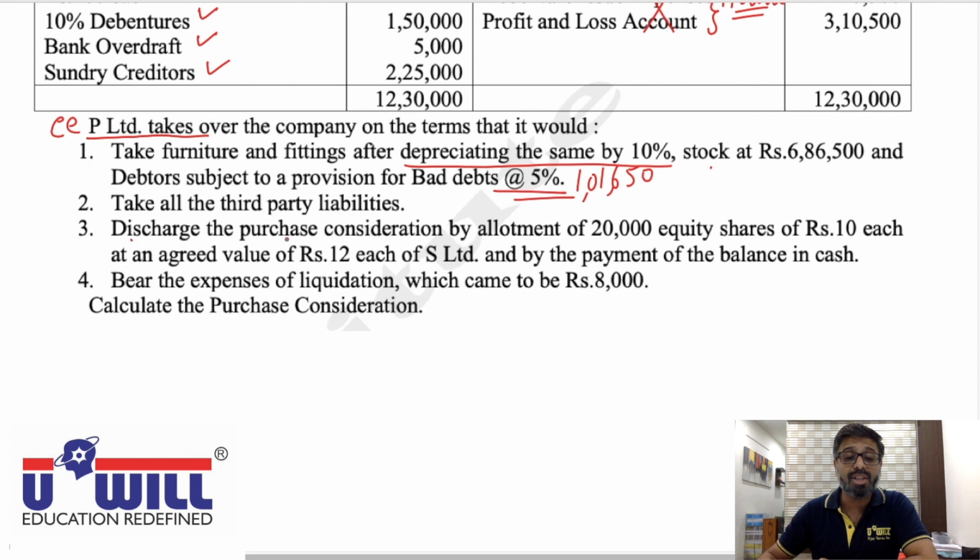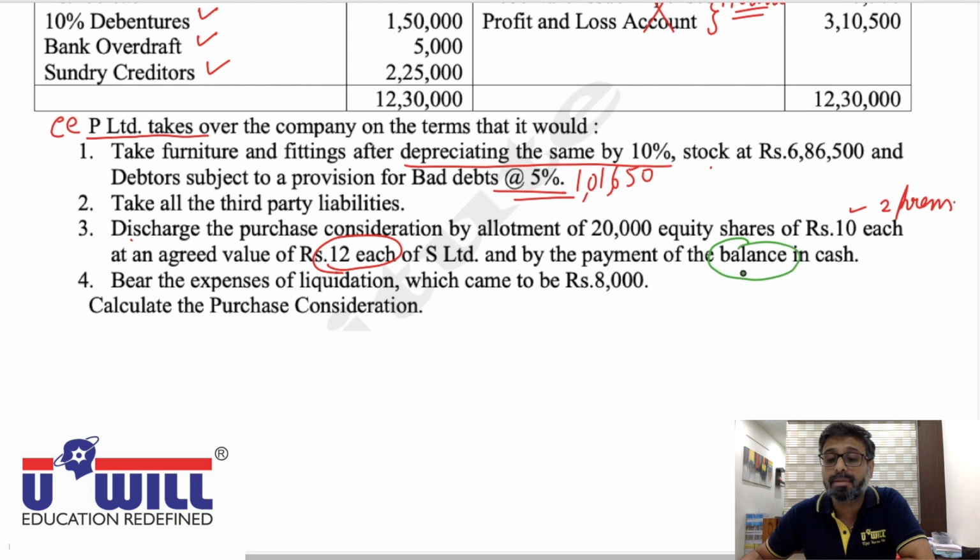Now discharge the purchase consideration by allotment of 20,000 equity shares of rupees 10 each. Okay, at an agreed value of 12, means 2 rupees is premium. Okay, but we will take the value 20,000 into 12 rupees, that is 2,40,000, and the payment of balance in cash.